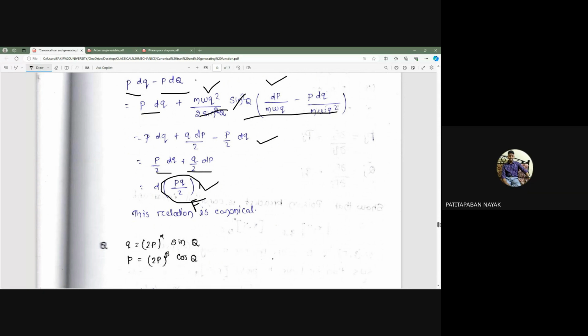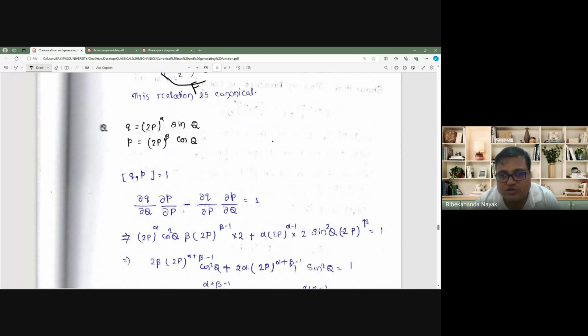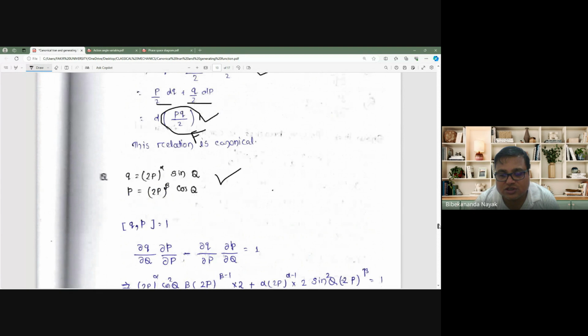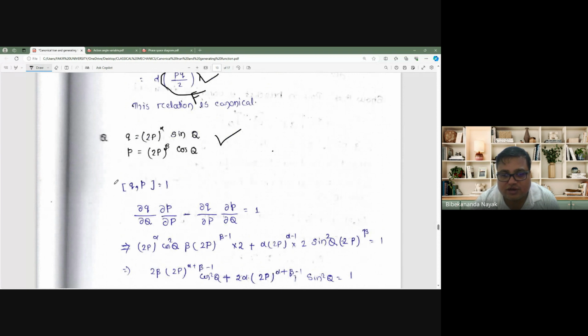No, sir. Then another important question, but here we can use the Poisson bracket, because of the sin q and cos q, where the derivative of one is the other. So in that case we use the Poisson bracket for this transformation to be canonical. The question is: find the value of alpha and beta if this transformation is canonical. If the transformation is canonical, the Poisson bracket is 1, according to the Poisson bracket formula: del q by del capital Q, del p by del capital P, minus del q by del capital P, del p by del capital Q, equals 1.